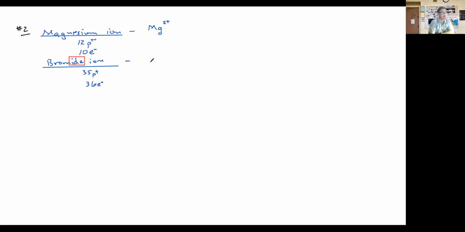Same thing here, real quick: on your paper, while I'm walking you through this, go ahead and write out the symbol for the bromide ion, an atom that should have 35 protons. And if it's 35 protons, it has to be bromine. It's a bromine atom, but it's a bromine atom that has one extra electron. And so the symbol for this particular ion will be Br-, and that's the symbol for the bromide ion.